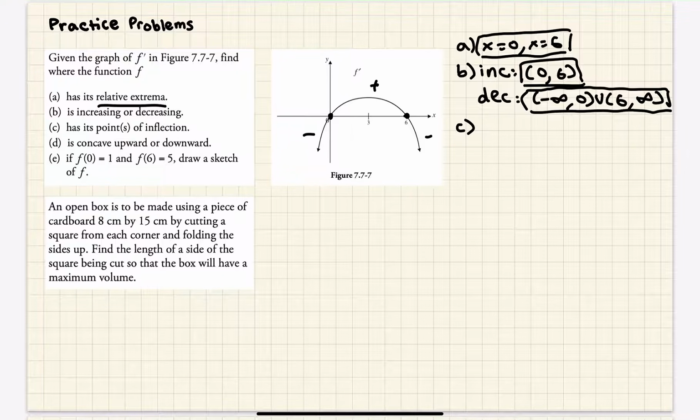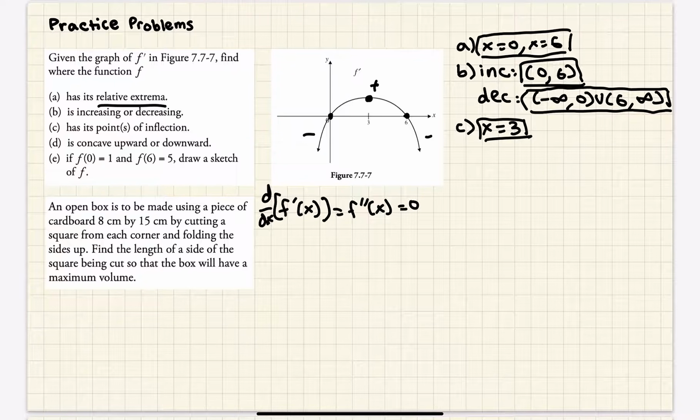C, point of inflection. Well, that's when the function itself changes concavity. And that means that the first derivative has a critical point. Because if the first derivative has a critical point, then the derivative of that is equal to 0. You take the derivative of that, gives you f double prime of x, and when that's equal to 0, then f prime of x has a critical point. So that critical point looks to be around x equals 3, and so the point of inflection is going to be x equals 3.